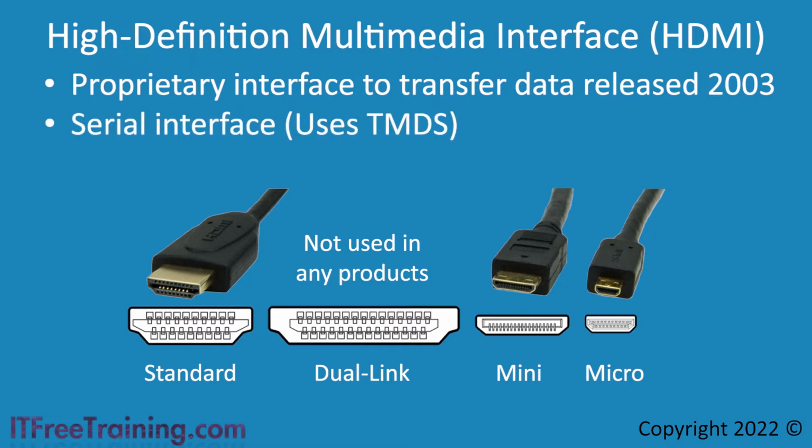HDMI uses serial communication to transfer data. It does not use differential signaling like many other cables. Rather, it uses a clock signal to keep data lines in sync. This method is called Transition Minimized Differential Signaling, or TMDS. To send 8 bits requires 10 bits to be transmitted. The 2 extra bits are used to correct clock skew.